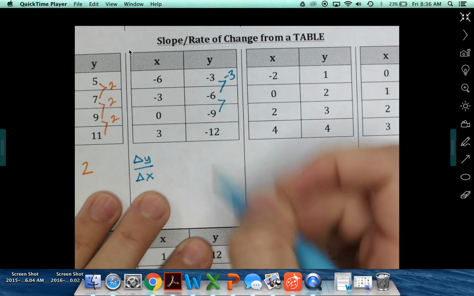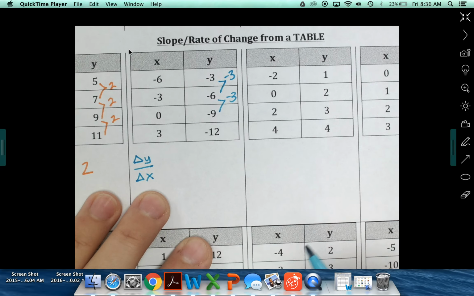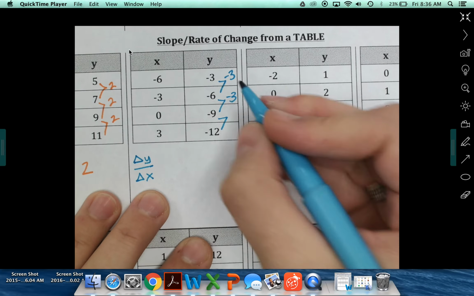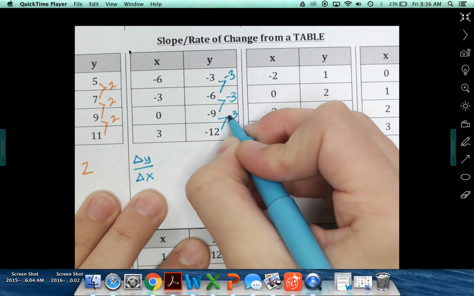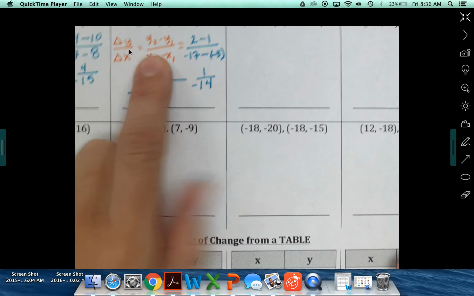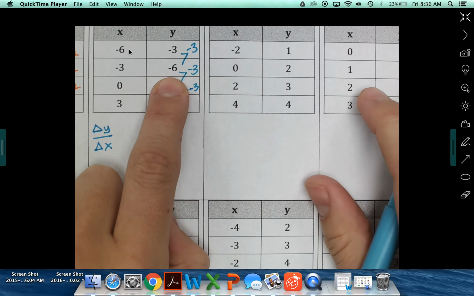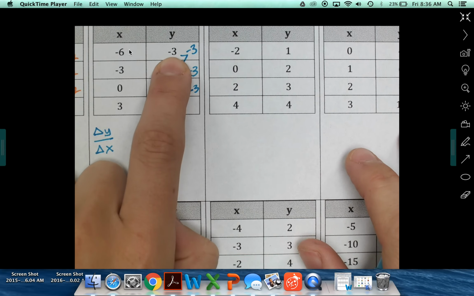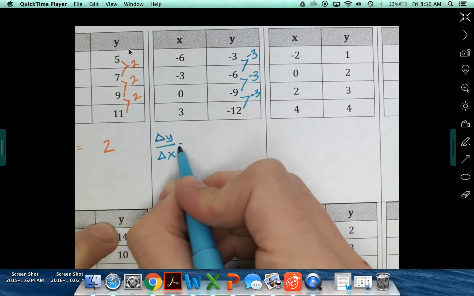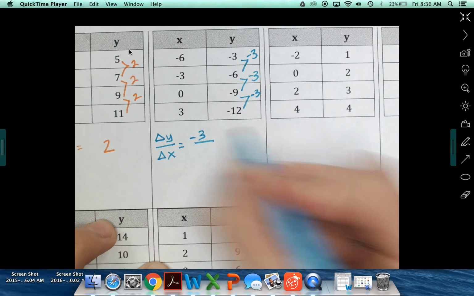Same with -6 to -9. That's a change of -3. From -9 to -12, decrease of 3. Again, still using the formula, okay? -6 minus -3 would give you -3. Okay, so there is a decrease of 3 in each of these. So our change in y is -3.